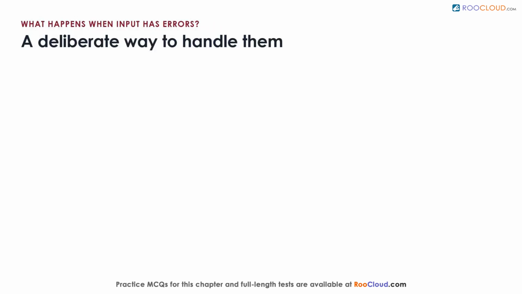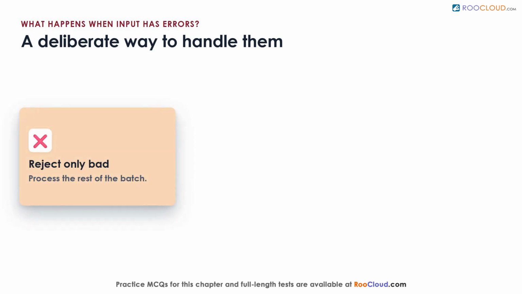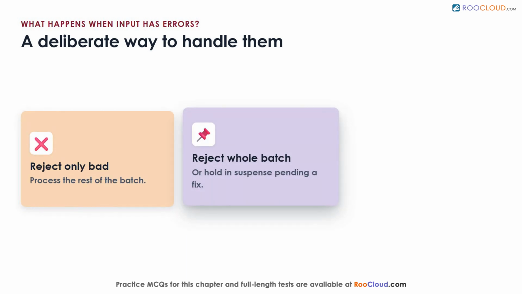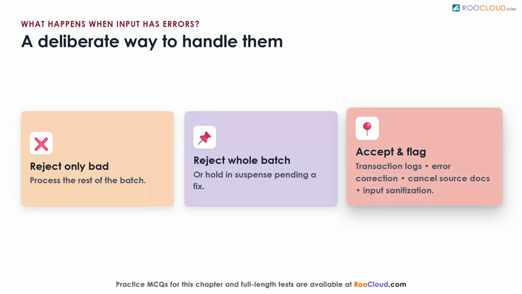What happens when input has errors? You need a deliberate way to handle them. You have a few options. Reject only the bad transactions and process the rest. Reject the whole batch for correction. Hold the batch in suspense pending a fix. Or accept it and flag the errors for later.